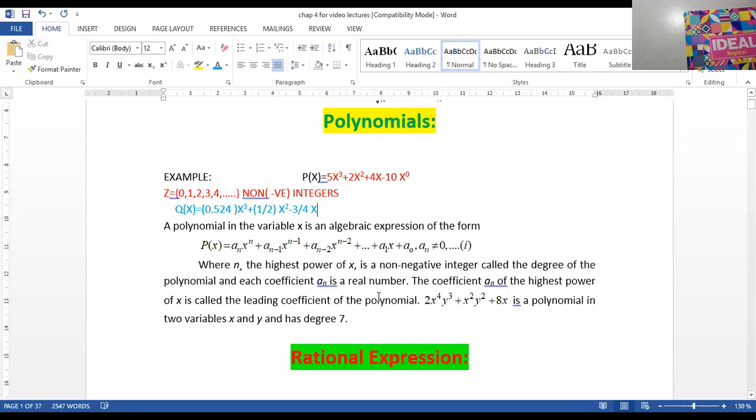So we are talking about these a's in the below lines, that the coefficient a(n) of the highest power of x is called the leading coefficient. I will explain that in just a moment. But the point which I want to highlight is this one, all these a's.